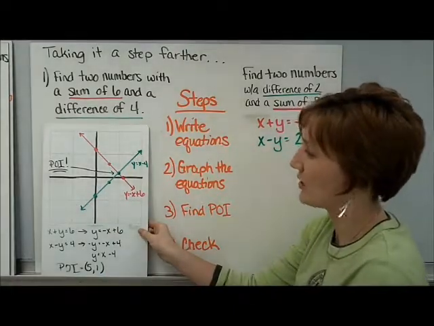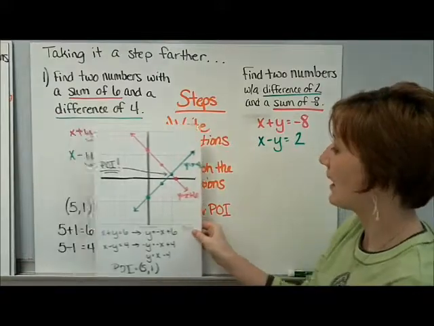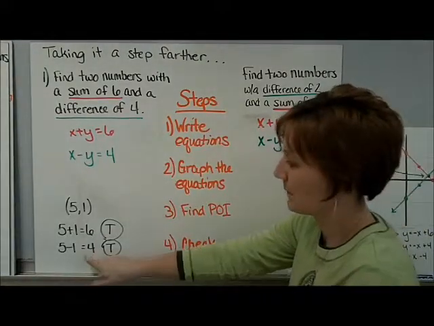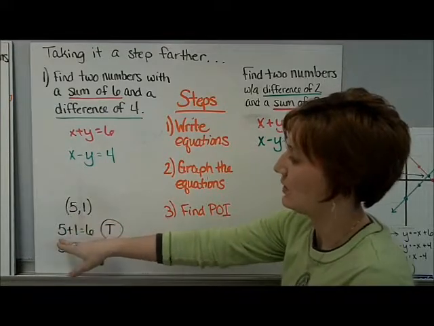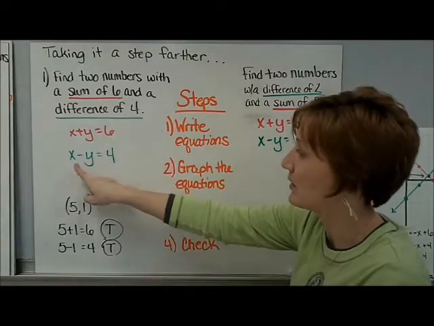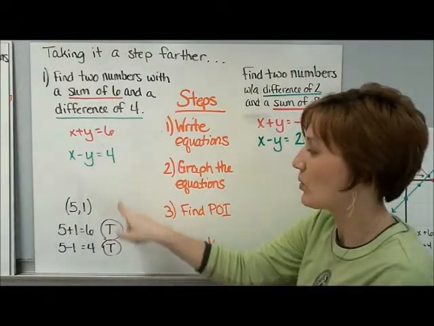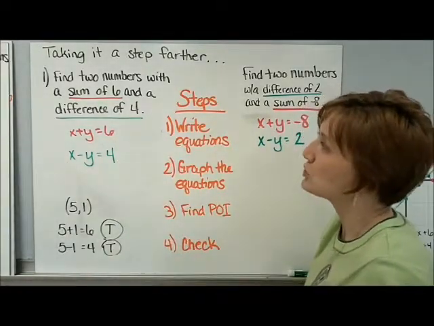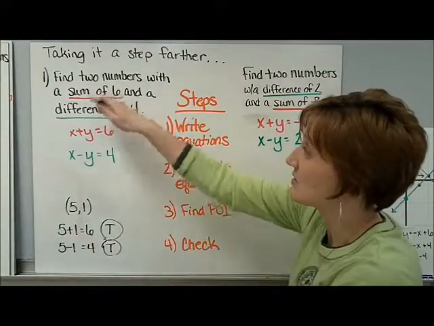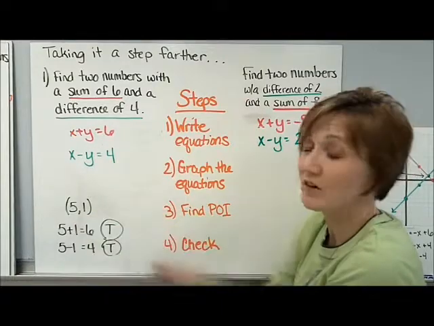Now that we know that point of intersection, we can come back and put it into our equations to see if they're true or not. If we take these 5 and 1 and put them into this equation, 5 plus 1 equals 6. That's a true statement. 5 minus 1 equals 4. That's a true statement. So the solution to this problem, the two numbers they're asking us for, that would have a sum of 6 and a difference of 4, the two numbers are 5 and 1.